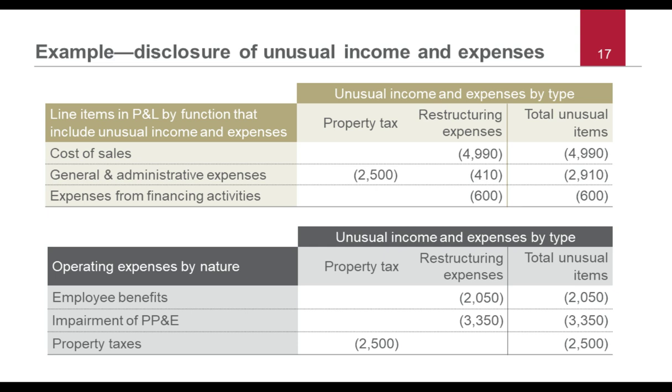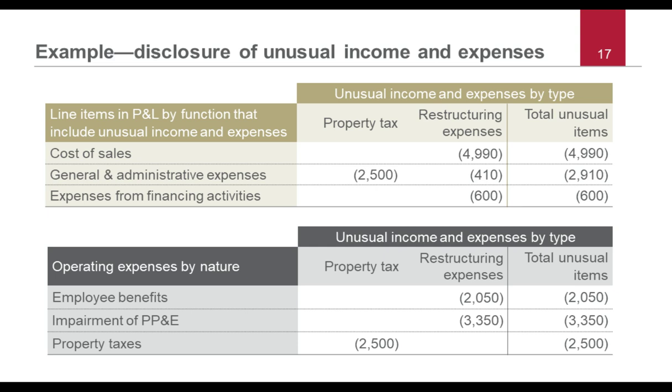In addition, if the entity uses a by function analysis in the statement of profit or loss, it would also be required to disclose the unusual income and expenses included in operating expenses analyzed by nature. The example of that disclosure is shown in the second table on the bottom in gray. Now, what would happen if an entity uses by nature in the P&L? Then the entity would only need to disclose unusual income and expenses disaggregated by the line items in the statement of profit or loss, which would include operating expenses by nature. It does not need to provide a by function analysis.